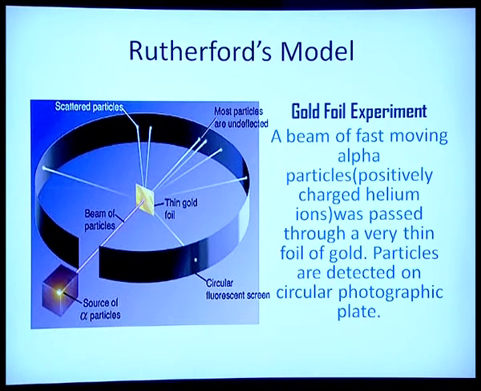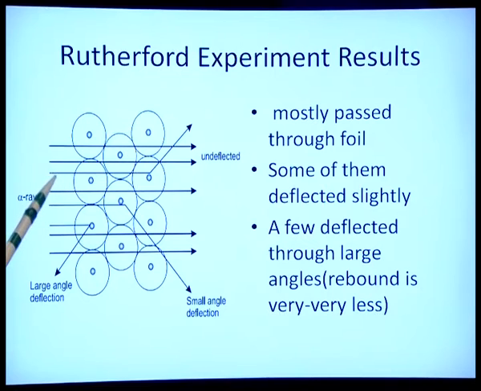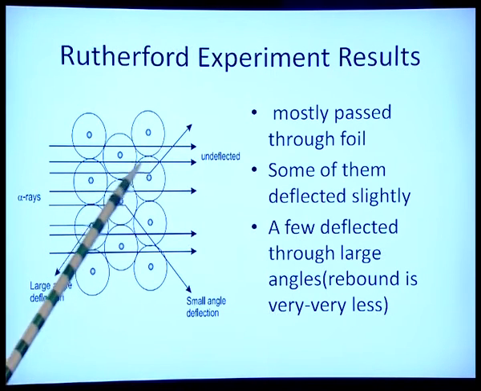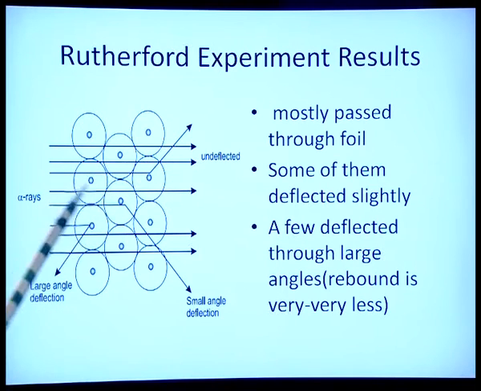Let me come to the results. You can see mostly rays pass through the foil. Some of them are deflected slightly. Some are deflected to a small angle. Some are deflected to a large angle. And rebound of the rays is very, very less.